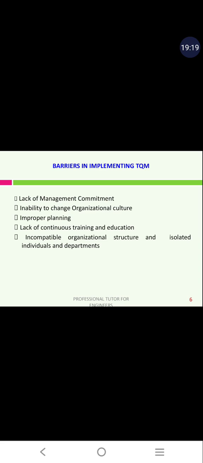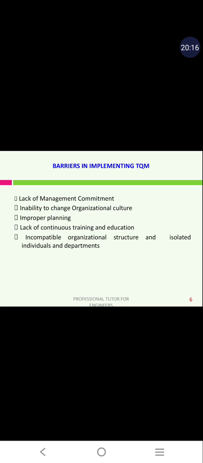And the fifth one is incompatible organizational structure and isolated individuals and departments. So what does this point mean to say? There is a need for coordination between departments and individuals, as it is an internal barrier. Generally you can see the coordination between departments and individuals will be lagging in a few companies. So this has to be eliminated. The only way to avoid these conflicts is restructuring. You need to restructure the organization, and each and every department needs to coordinate and work with each other. Then only this TQM can be successfully implemented.